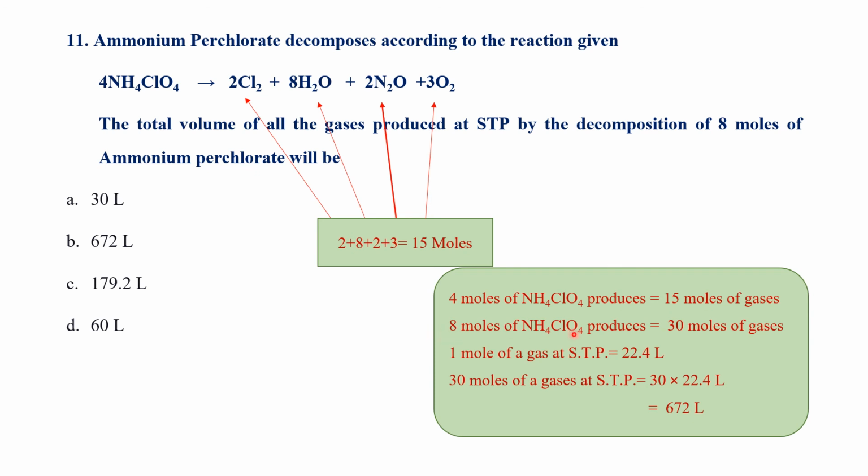So 4 moles of ammonium perchlorate produces 15 moles of gases. Then 8 moles of ammonium perchlorate produces, if we cross multiply, 15 multiplied by 8 divided by 4, we will get 30 moles of gases. Now the question is about the total volume of the gases. So we have the moles of gases, and we can calculate the volume from these moles. 1 mole of gas at STP will occupy 22.4 liter. Then 30 moles of gas at STP will occupy how much volume? 30 multiplied by 22.4 divided by 1, we will get 672 liter. So option B is the correct answer.